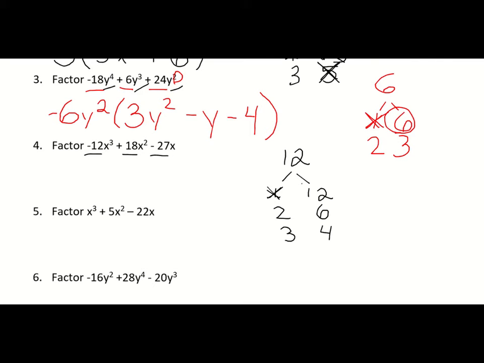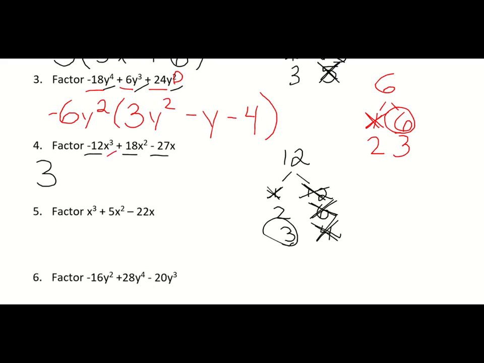12 doesn't go into 18, so that's out. Next, I'm going to try 6. 6 goes into 12, goes into 18, but not 27, so it's out. Next, I'm going to try 4. 4 goes into 12, but not 18, so it's out. Next, I'll try 3. 3 goes into 12, 3 goes into 18, and it goes into 27. So 3 is the number I'm going to use for my GCF.